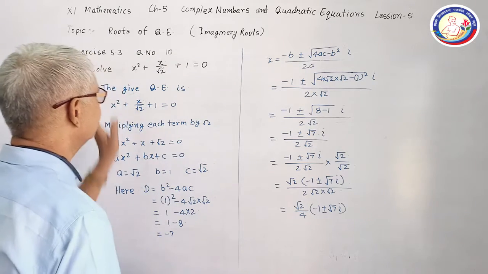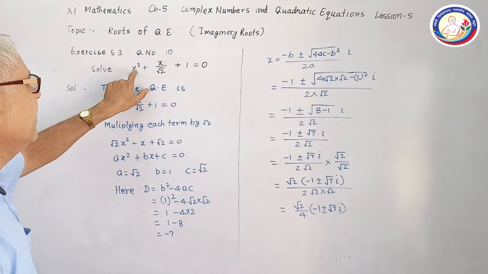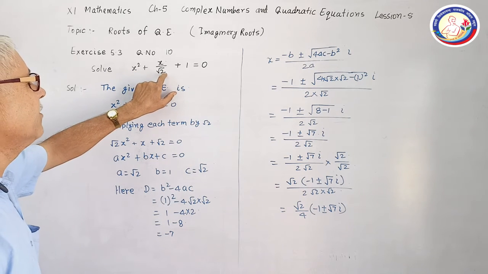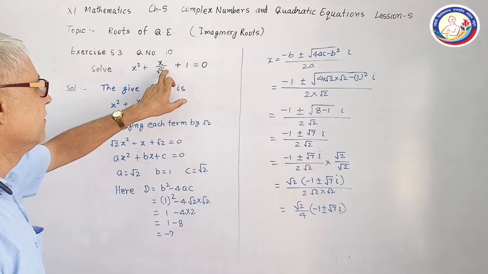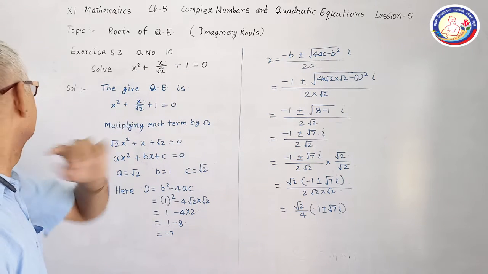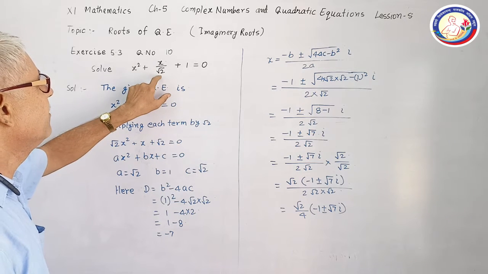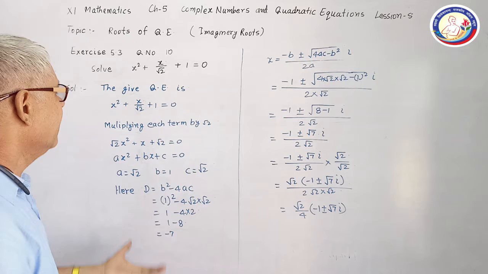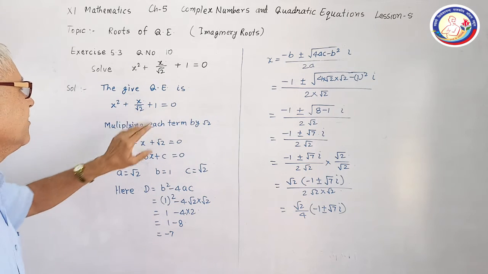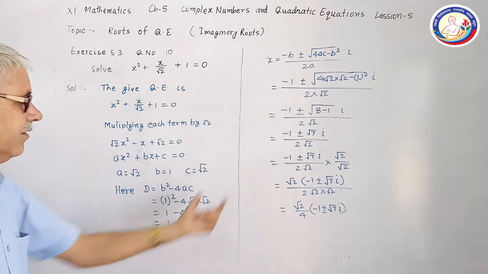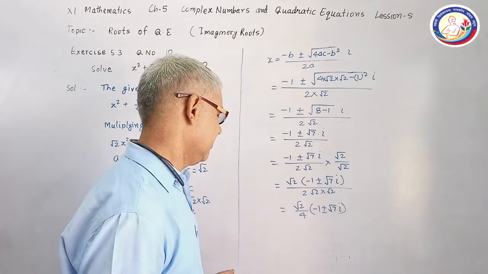In this way we can solve any problem, or you can directly solve this taking a equal to 1, b equal to 1 by root 2 and c equal to 1, but it will be difficult to solve by taking b equal to 1 by root 2. So to make it easier, I have changed this equation into this form and then found the roots of this equation.